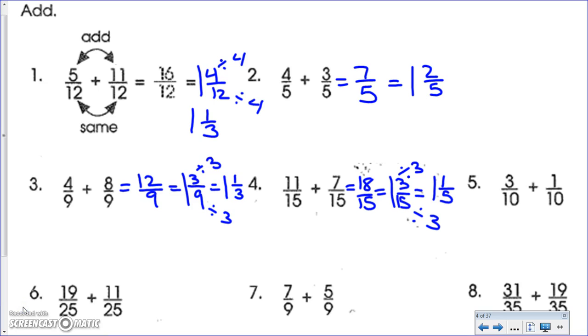For 5, we have 3/10 plus 1/10, which equals 4/10. And we know we can divide 4 and 10 by 2, so we're going to get 2/5.